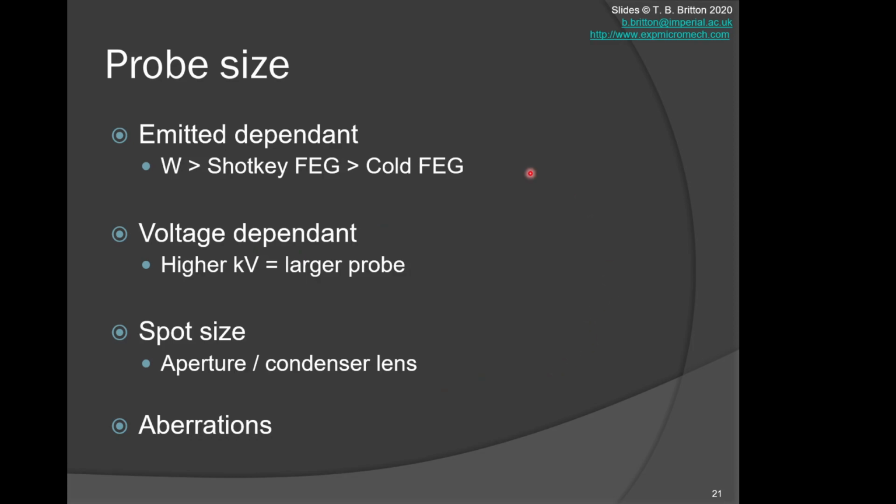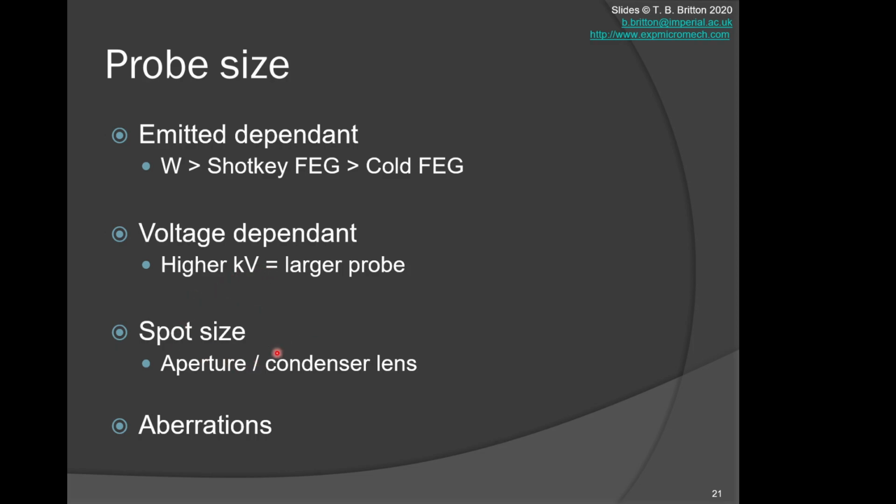Now the probe size, as I briefly mentioned, is dependent on the emitter. So a tungsten filament has the largest probe size, a Schottky field emitter has one of the smallest, and a cold FEG is slightly smaller. Broadly, it's also voltage dependent, so a higher kV will often have a larger probe size, and that's often why some people, for very specific high spatial resolution work, may want to use a lower kV for imaging. And actually, for the majority of our FEG instruments, for imaging, you'll often run them at 5 keV. They're optimized for those setups.